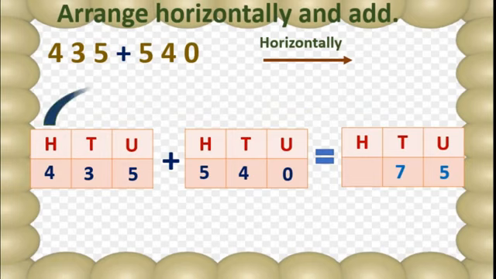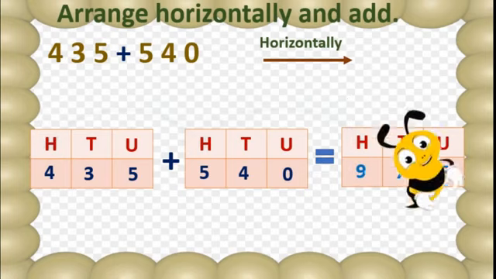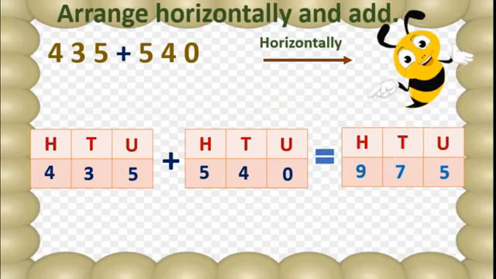Now we will move to the hundreds place. Now see here 4 is there in the hundreds place and 5 is there in the hundreds place. So we will add 4 plus 5. Okay? And where will we write the answer? In the hundreds place. So we will write 9 in the hundreds place. Okay? Friends, remember this is horizontal arrangement.